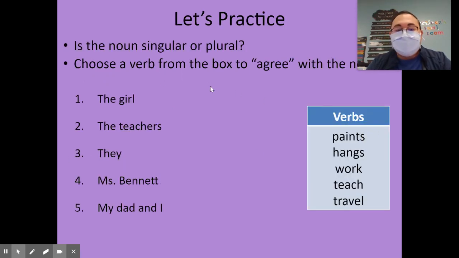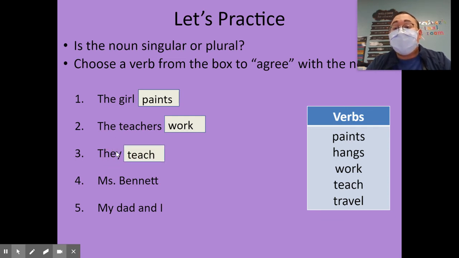So we're gonna practice by looking here. It says, the girl. So which verb would agree with this noun? The girl paints. Do you see how I had to add an S? Because the girl is singular, right? If it's singular, then I add an S to my verb. The teachers. The teachers work. Teachers is plural, more than one teacher, so I do not add an S to my verb. They teach, right? They is plural, so I do not have to add an S to my verb.